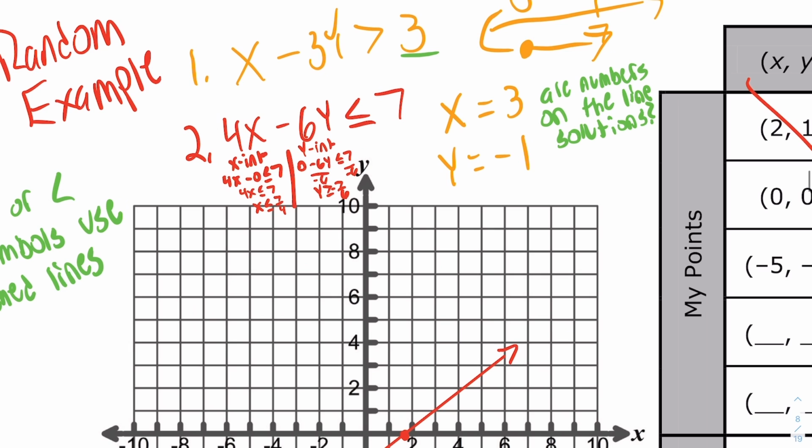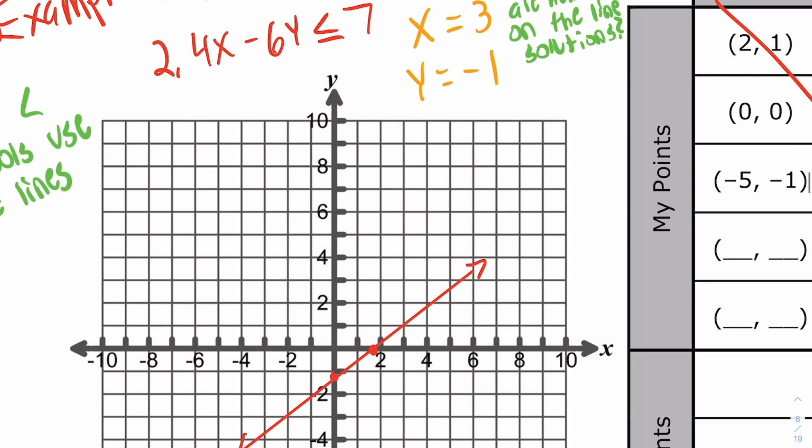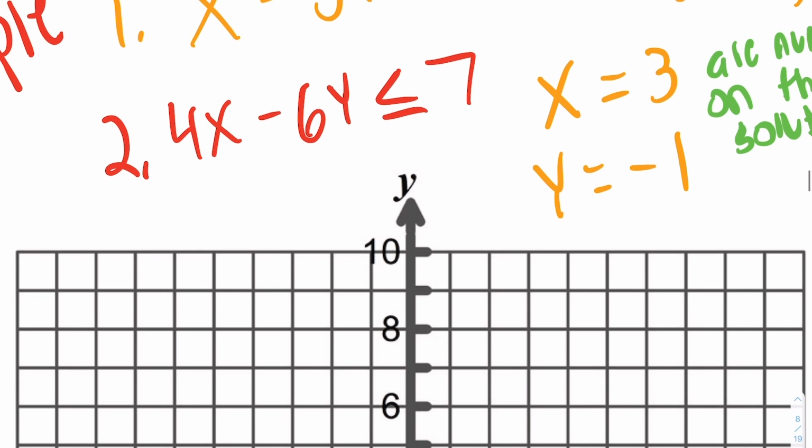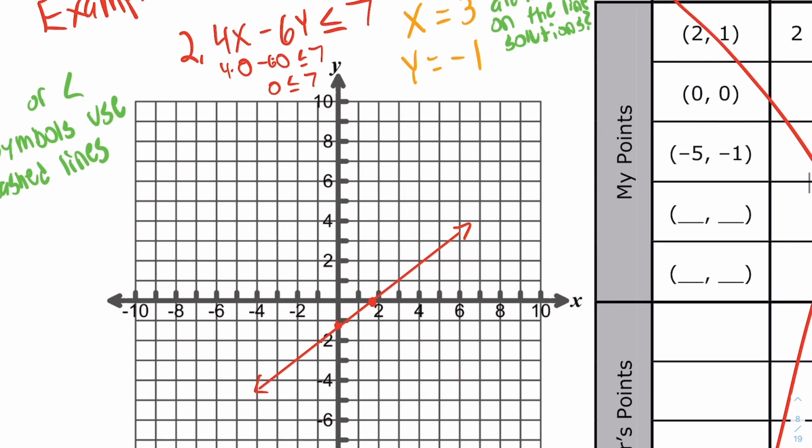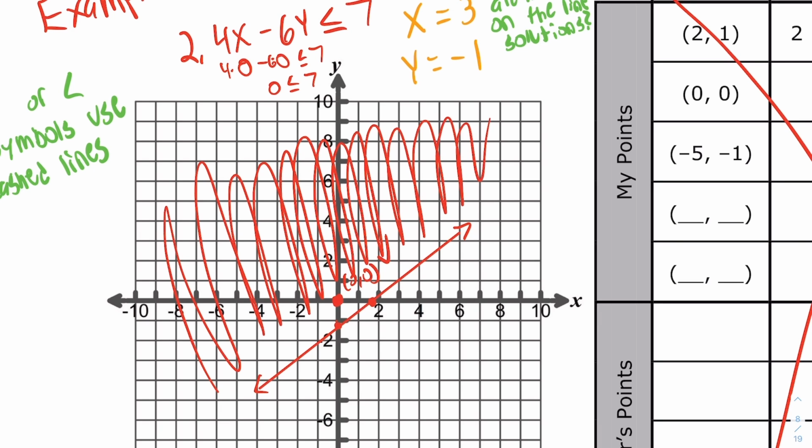Before we check the dashed line part, let's check and see which side I'm going to shade. Am I going to shade the numbers on the top part of this line or the numbers below it? Okay, well let's check a point, and that point we're going to check is 0, 0. 4 times 0 minus 6 times 0 less than or equal to 7. Is 0 less than or equal to 7? Yes, it is. So I just checked the test point 0, 0, and it was a solution to the inequality. That means that everything on this side of your graph is going to be a solution to the inequality.